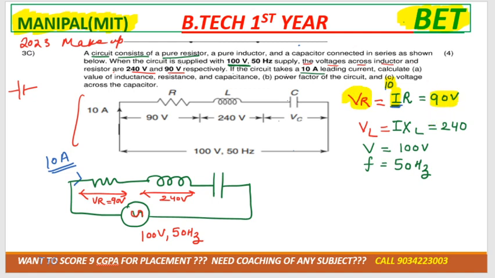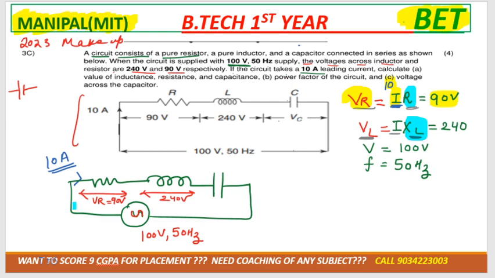Now see, if I is known to you, 10 ampere, and VR is also known to you, 90 volt, can you get the value for R? I is given, 90 volt is given, basically VR is given. If I write down the formula, VR is 90 volt, I is 10 ampere. Can we get the value for R? Similarly, if VL is given 240 volt, and I is given again 10 ampere, because it's in series, current would be same. Can we get the value for XL?